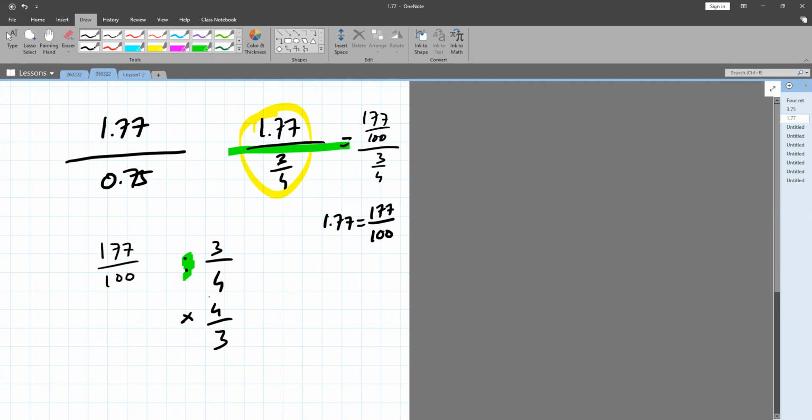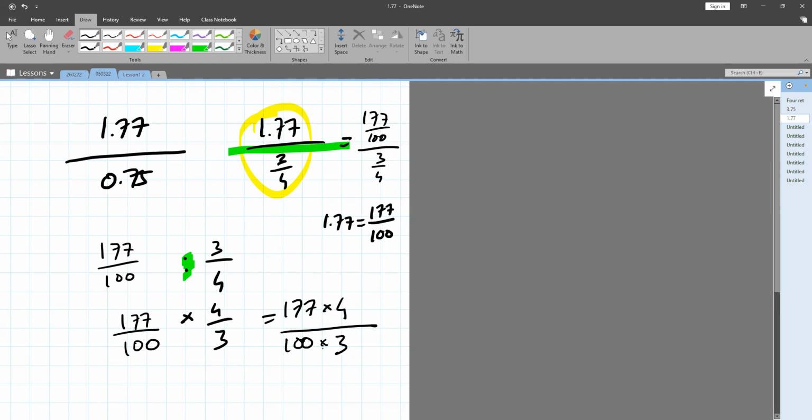So here's again a division that has fractions. What you do is flip the second fraction, which gives you 4 on 3. So now we have 177 on 100 times 4 on 3. So it's like now we have 177 times 4 divided by 100 times 3.